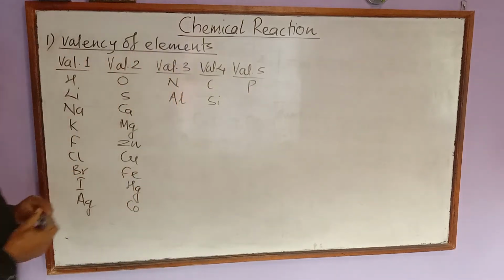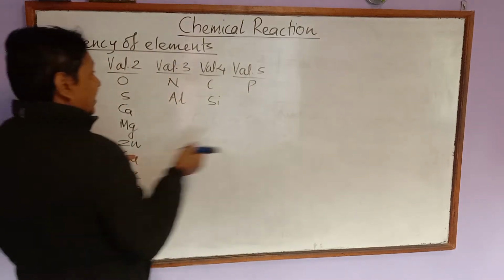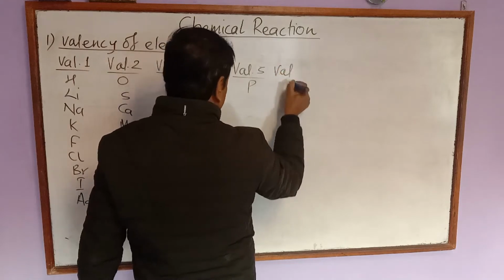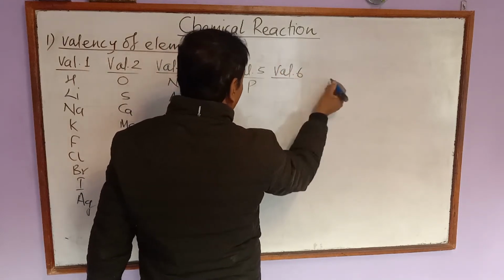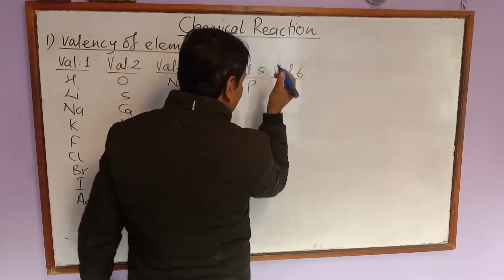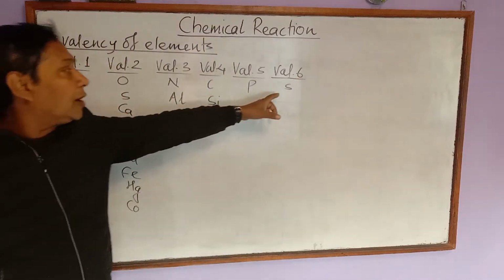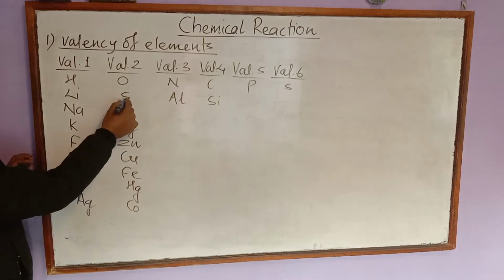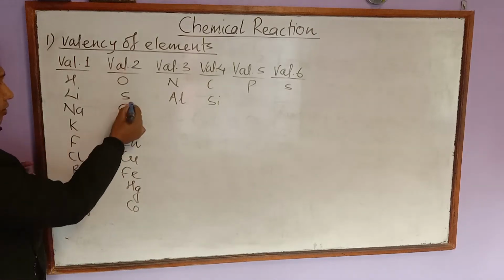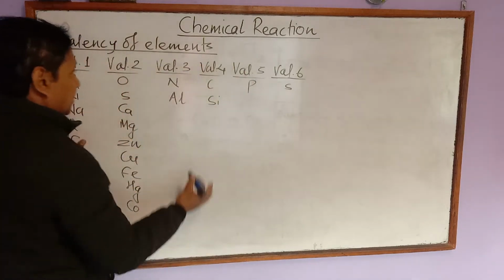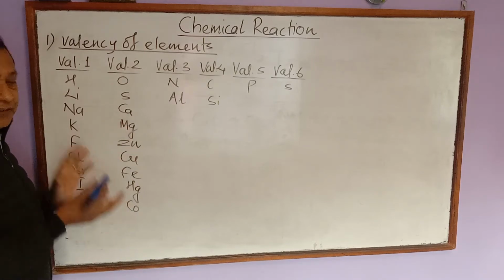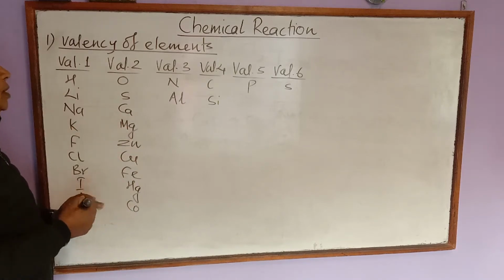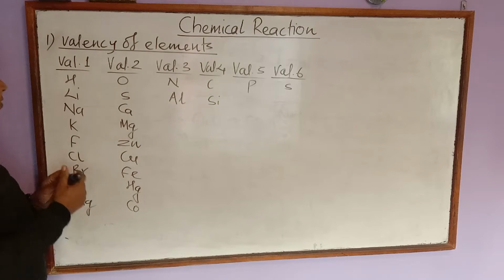Valency 5: phosphorus. Now I want to tell you another matter also, that is valency 6. There is an element which has variable valency, sulfur. Now sulfur is repeated here. Here it is present with valency 2. It means some of the elements have variable valency. Now we have to remember that also.